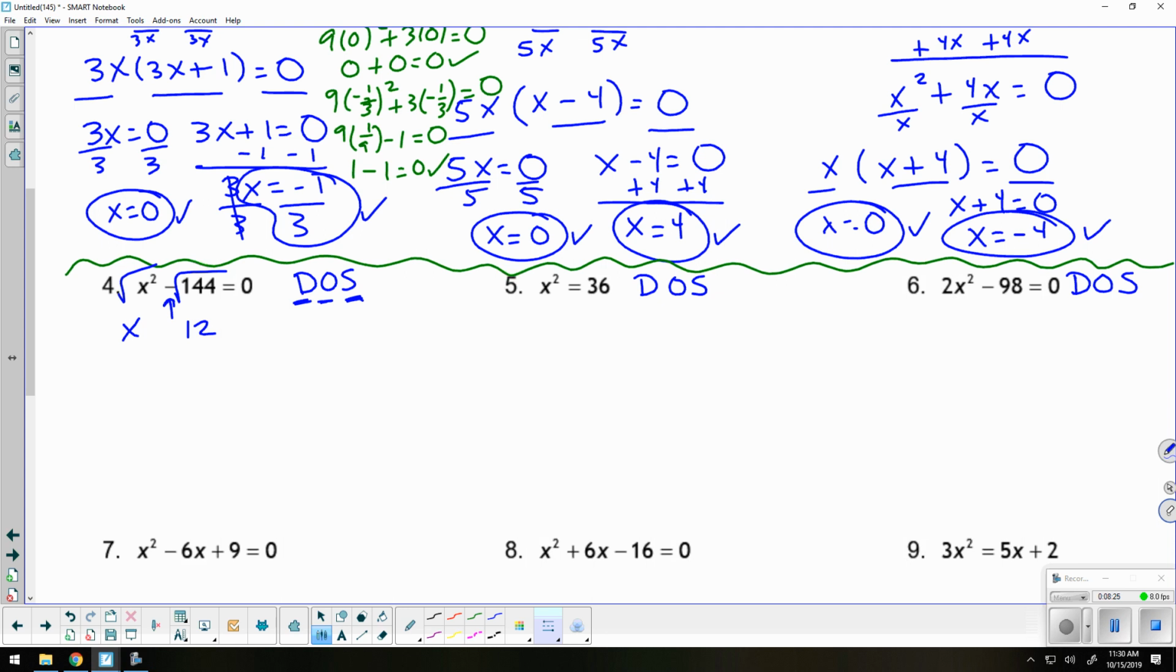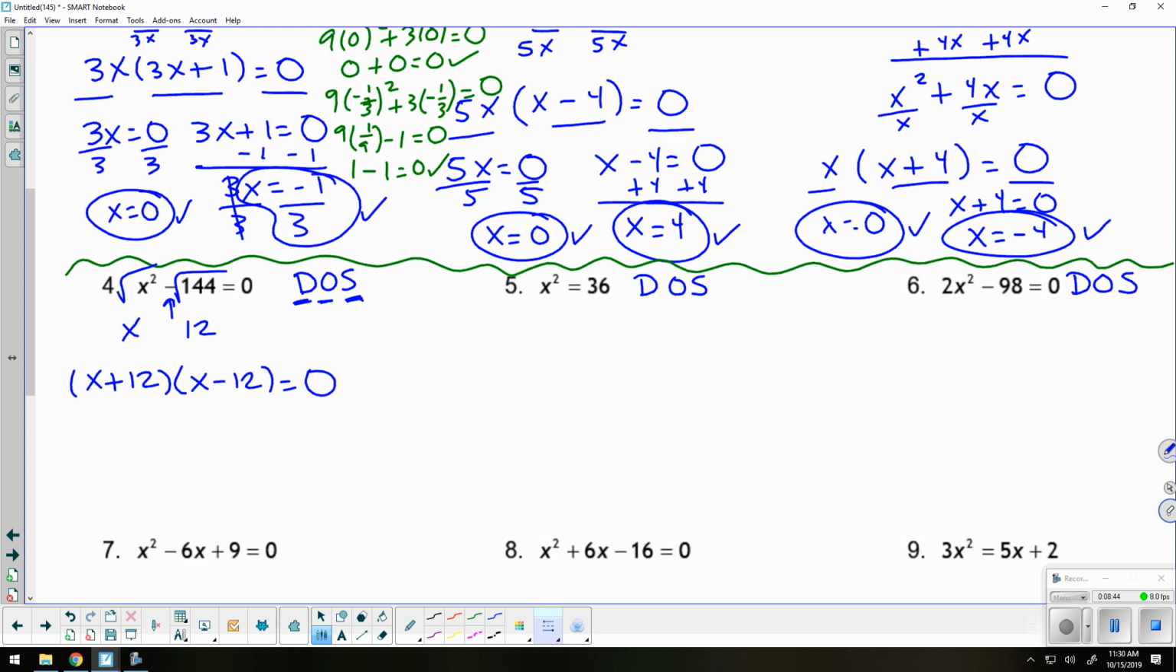Okay, so how does this actually factor? Every single difference of squares looks a little something like this. If I factor x squared minus 144, it would just be x plus 12 and x minus 12. That's it. Pretty simple, pretty basic.